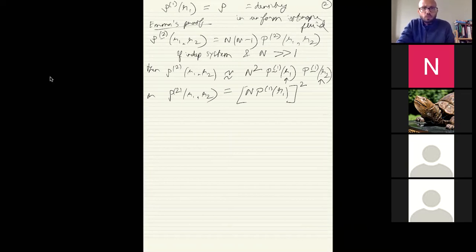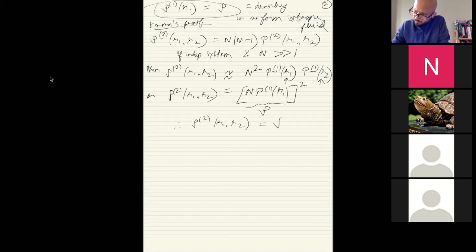And that's it. That's all we needed to show, because n P1 R1, as we showed in the proof for this last time, is rho. Therefore, rho 2 R1 R2 is equal to rho square.